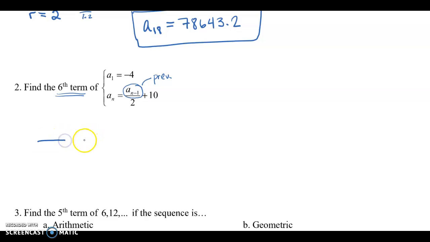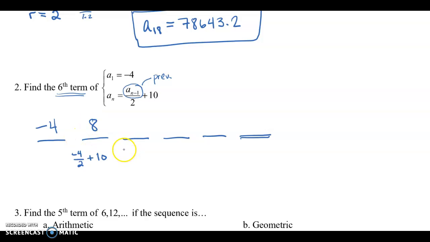So a lot of times I just write out blanks, and we need the 6th term here. So let's just go for a ride. Well, the first term is -4. Now this second statement, let's read it. It says a sub n equals a sub n minus 1, the previous term, divided by 2, and then plus 10. So many of you, I'm sure, could just do this in your head. -4 divided by 2 plus 10, that's -2 plus 10, which is 8.